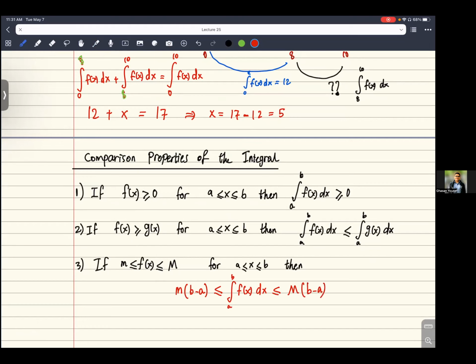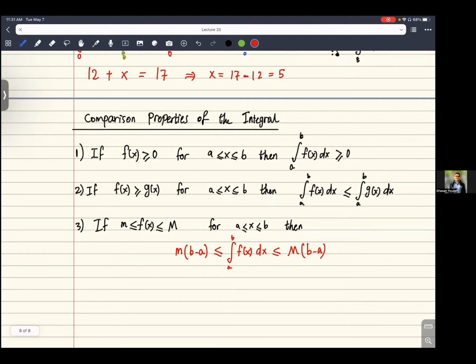Why do I multiply by b minus a? Because, as you know from the earlier property, the integral of a constant m dx from a to b, where m is a constant, is equal to m times b minus a. That's why on both sides I multiply by b minus a. Okay?